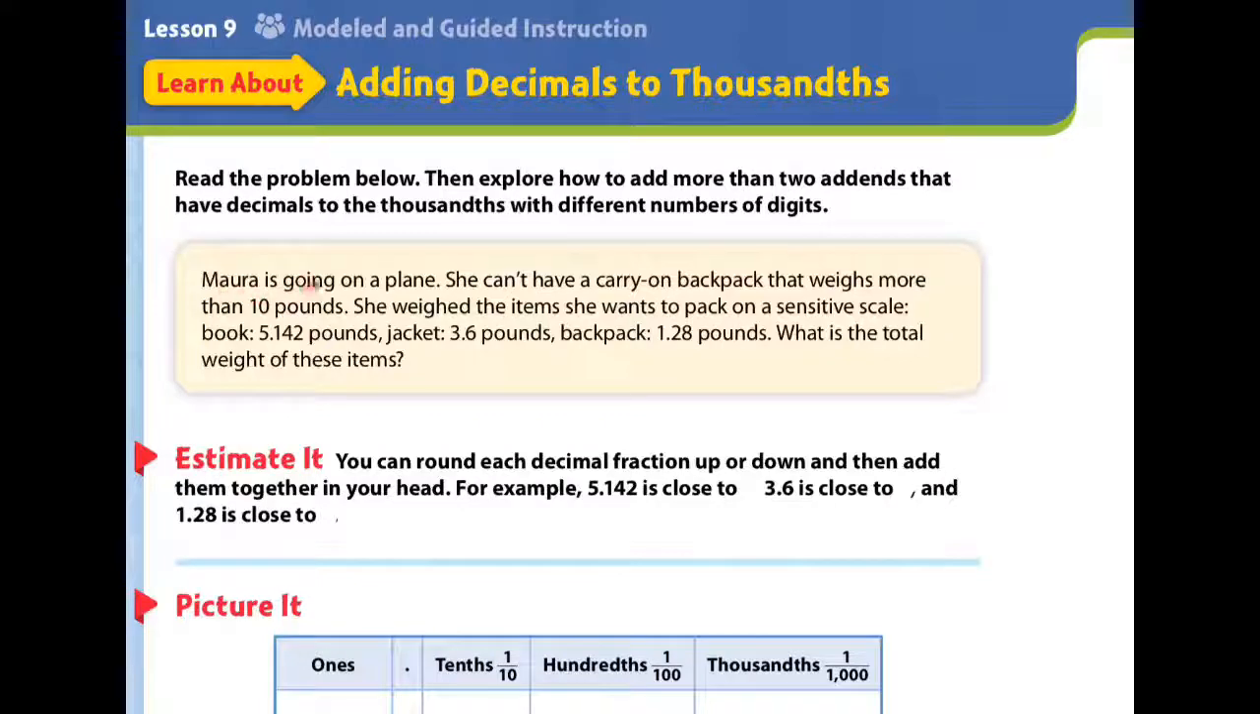It says, Maura is going on a plane. She can't have a carry-on backpack that weighs more than 10 pounds. All right, so it says she weighed the items she wants to pack on a sensitive scale. She has a book that weighs 5 and 142 thousandths pounds. Her jacket weighs 3 and 6/10 pounds, and the backpack itself weighs 1 and 28 hundredths pounds. What is the total weight of these items? Hopefully for Maura, it will be under 10 pounds.